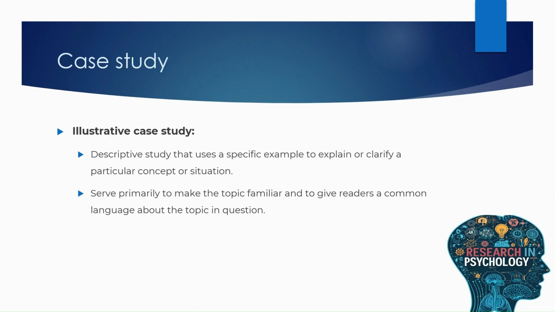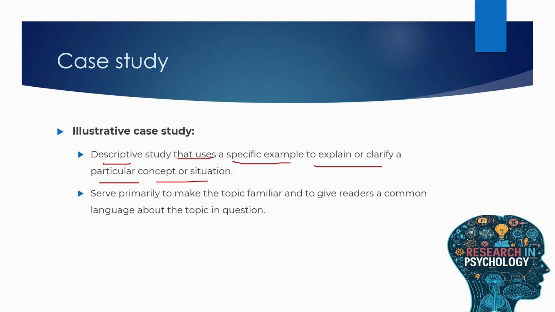So case study is of four main types. We'll see them one by one. The first one is illustrative case study. Now, illustration means what? You are giving examples, or maybe you are illustrating the concept that you are trying to learn, study, or teach, right? So this is a descriptive study that uses a specific example to explain or clarify a particular concept or situation.